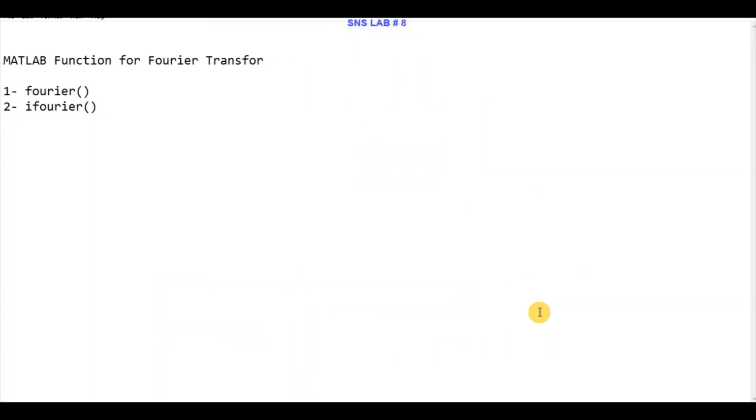Now we will implement the Fourier transform in MATLAB. MATLAB provides us two built-in functions to calculate the Fourier transform of any signal. The first one is fourier, which is used to convert a time domain signal into frequency domain, whereas the second function ifourier is used to convert a frequency domain signal into time domain. So we can explore these options by using MATLAB documentation.